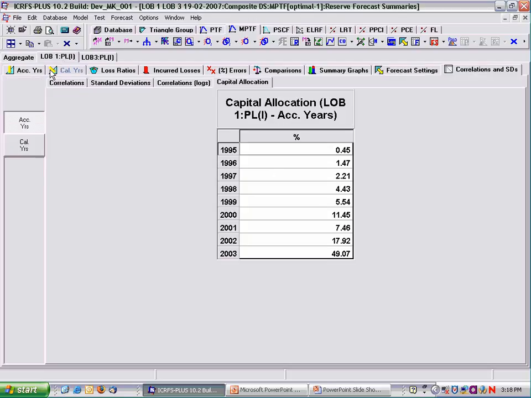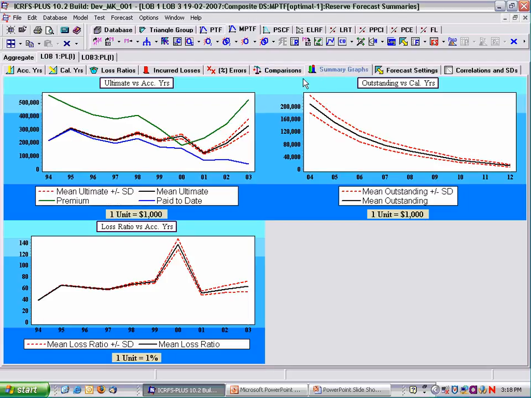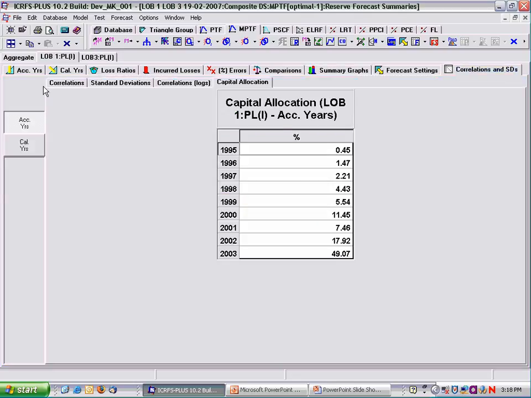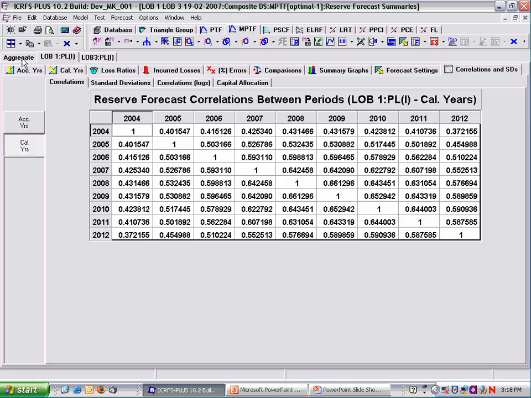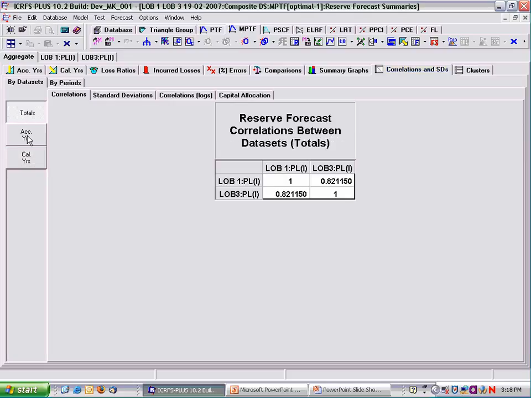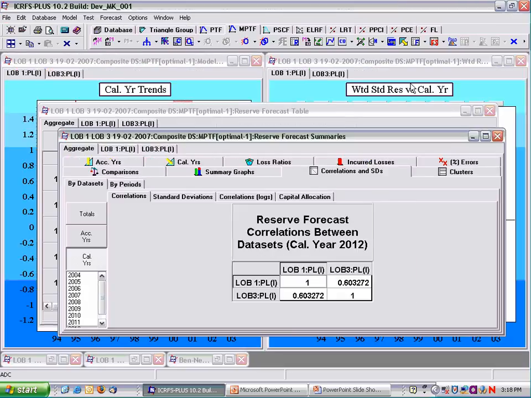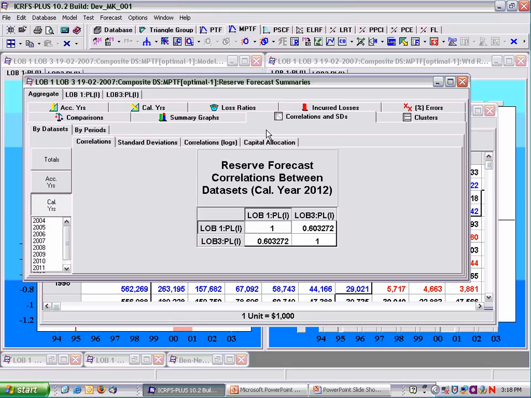So you've got forecast summaries for each line of business, comparisons, summary graphs. For each line of business, you've also got correlations between the accident year reserves and calendar year reserves. Of course, you also have this for the aggregate. You've got correlations based on the totals by accident years and calendar years. There's a lot of information just in this one particular display that has lots of tabs in it.